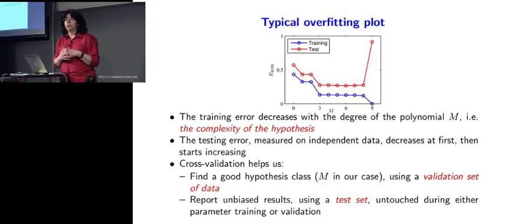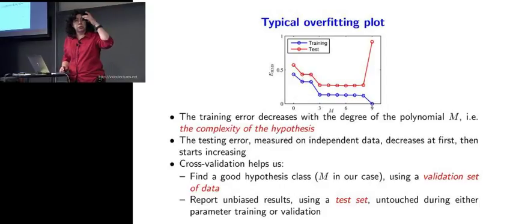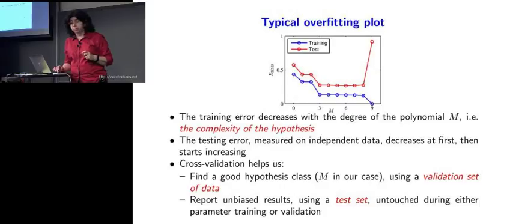This is the place where we are eliminating underfitting. We're finding hypotheses that are complex enough to capture the structure of the data. But then afterwards, the error really shoots up. And this part where the error shoots up is really the overfitting part.